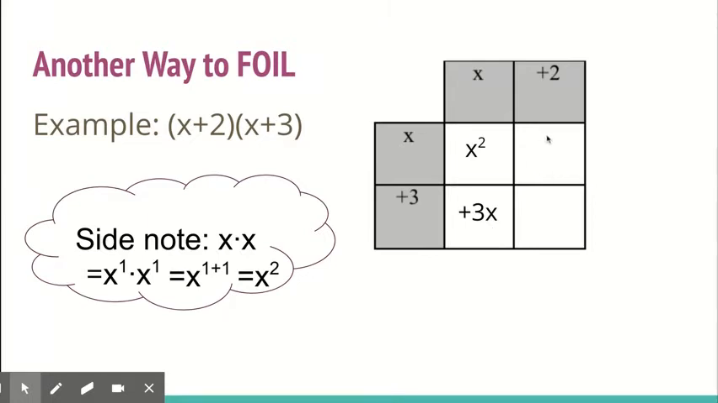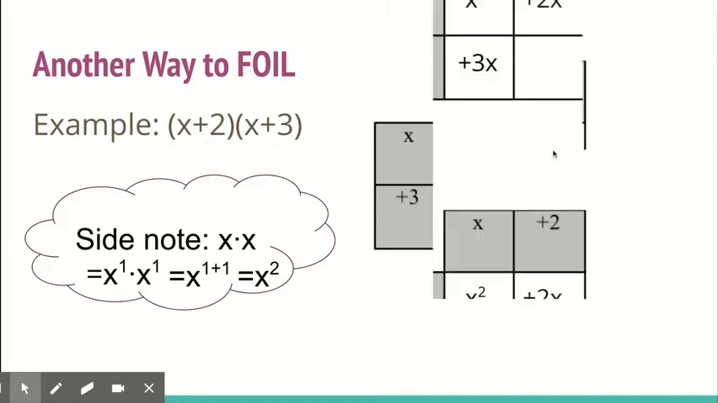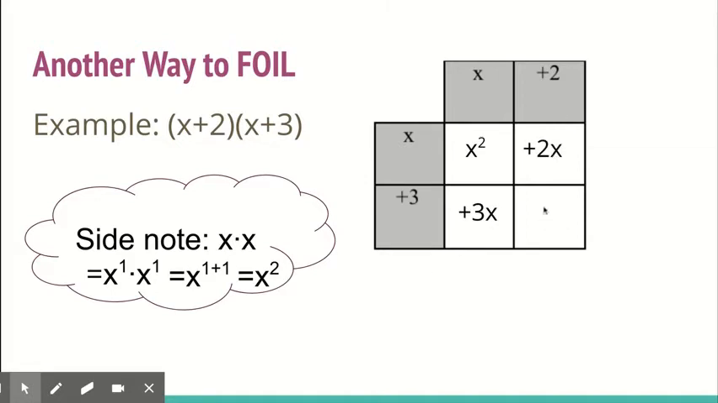And then I'm going to work over here. I've got x times plus 2. So that's going to give me plus 2x. And then the last one here is the plus 3 multiplied by plus 2, and that will give me plus 6, positive 6.